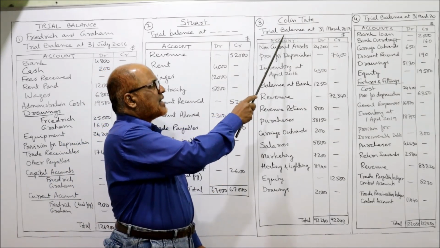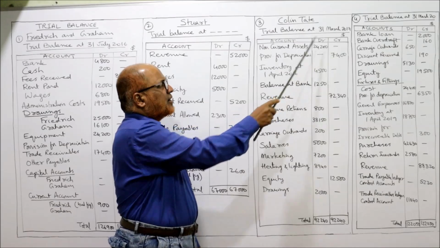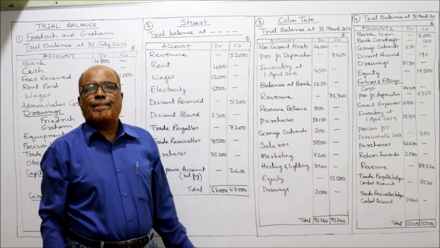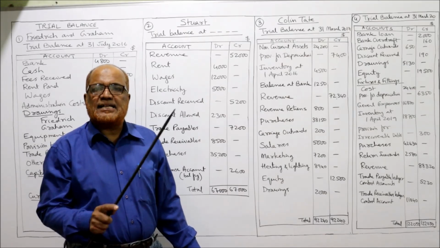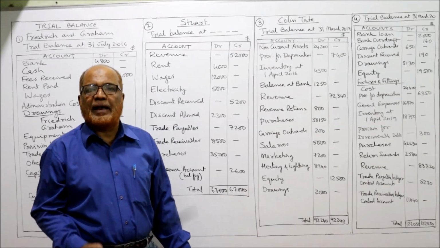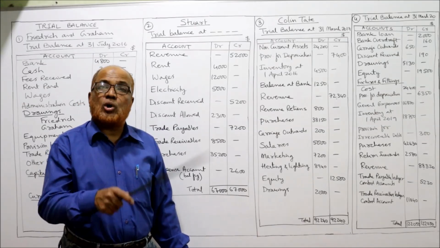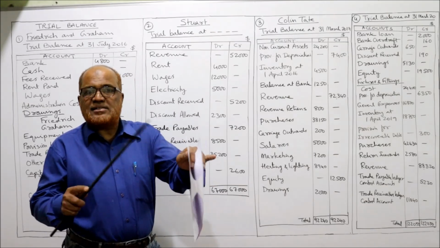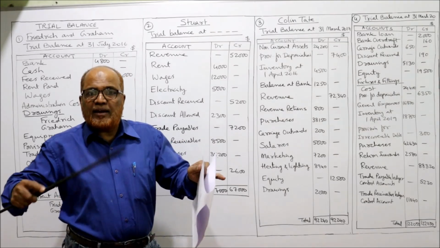See, Colin Tate, trial balance as at 31st March: debit column, credit column, account. The first item given is non-current assets at cost. I already told you assets will show a debit balance. Liabilities will show a credit balance. So you have to decide which item is an asset and which item is a liability. So again and again I am repeating.